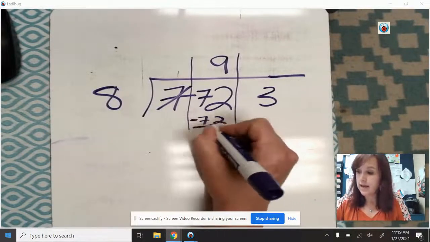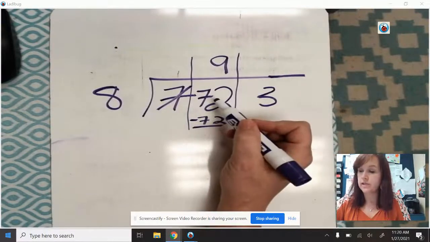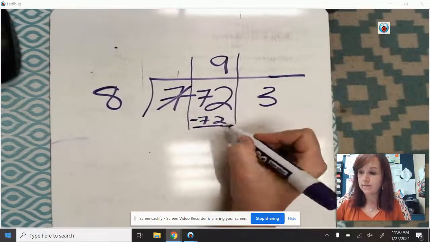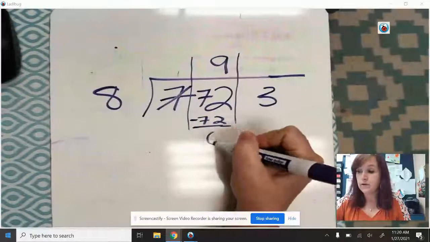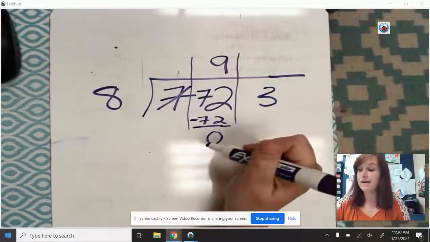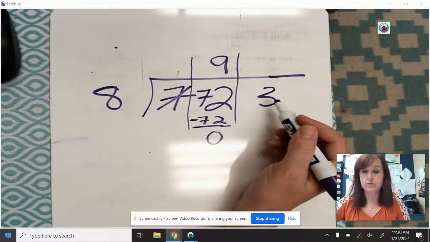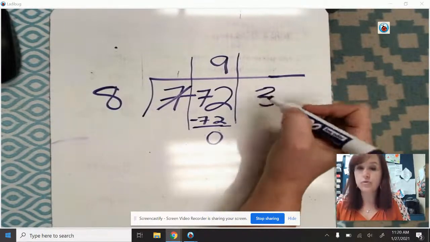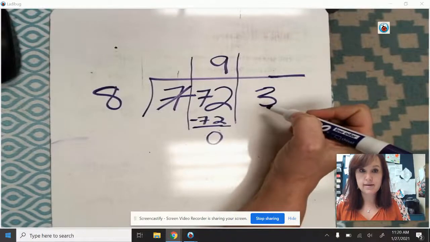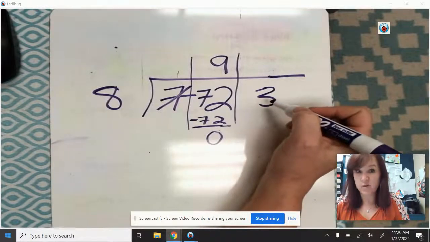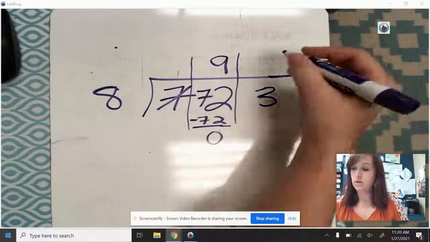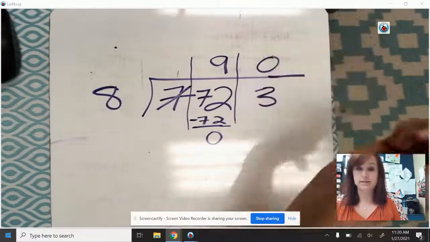So do I have any left over? I started with 72. I gave away 72. So I don't have any left over. Now, if I did, I would need to cash those in for ones. I would need to trade them, but I don't. So now I have 3 ones. I cannot give 3 ones to 8 people. So I'm going to give 0 ones.